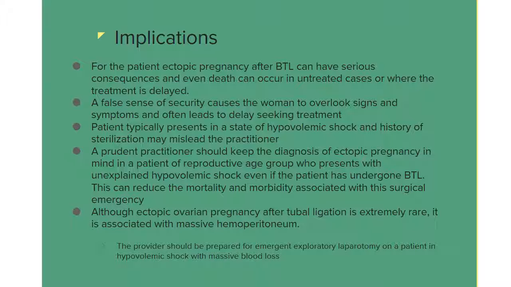In cases of unruptured tubal pregnancy, the patient may present with sharp, agonizing pain located in the pelvic region or the iliac fossa. If tubal rupture has occurred, the patient can present to the emergency room in a state of unexplained hypovolemic shock. The history of tubal ligation and the near normal monthly period can often mislead even the most experienced clinician. Although ectopic ovarian pregnancy after tubal ligation is extremely rare, they are associated with massive hemoperitoneum. So the provider should be prepared for an emergent exploratory laparotomy on a patient that is in hypovolemic shock with massive blood loss.